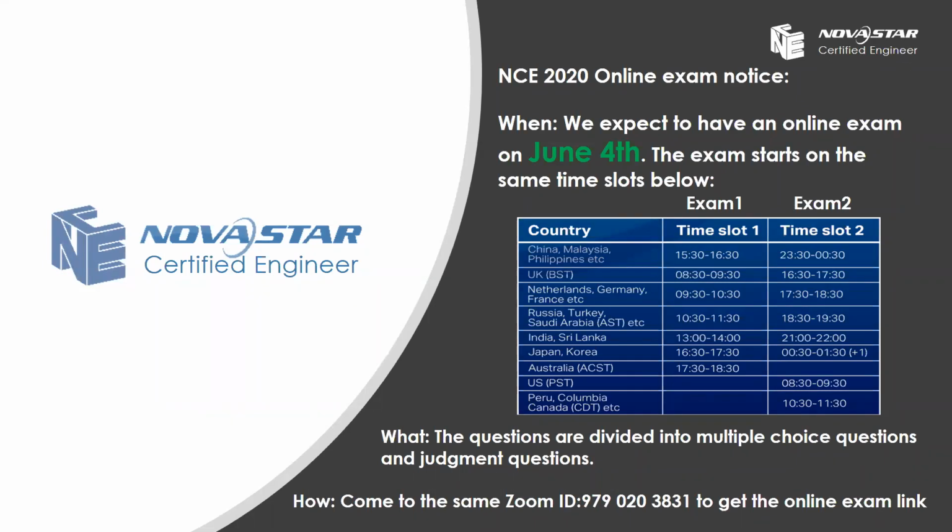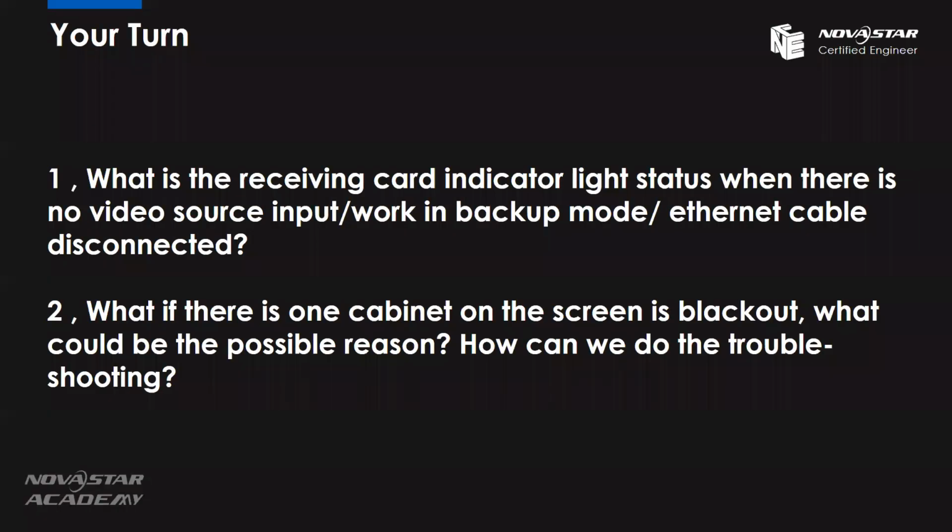If you still remember, last course Jenny gave you two questions. So now it's your turn. I will pick two customers, one customer for each question. The first question is, what is the receiving card indicator light status when there is no video source input, when it's working in backup mode, and when the Ethernet cable is disconnected? And the second question is, what if one cabinet on the screen is blacked out? What could be the possible reasons, and how can we troubleshoot?